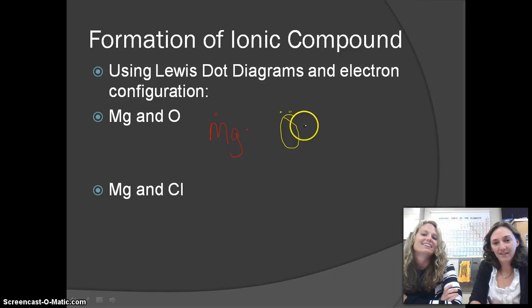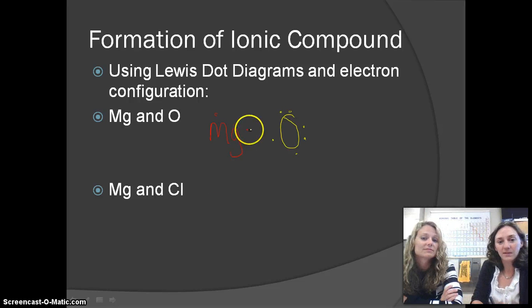Okay. Oxygen. Oxygen has 6 valence electrons, so it's got 2 open positions. Now we are going to take these 2 from magnesium and give them away to oxygen, because magnesium doesn't want them anymore. Oxygen does. So we're going to move them right down here. Octet rule, it wants to have 8. Magnesium wants to get rid of its extras so that it can also have 8.